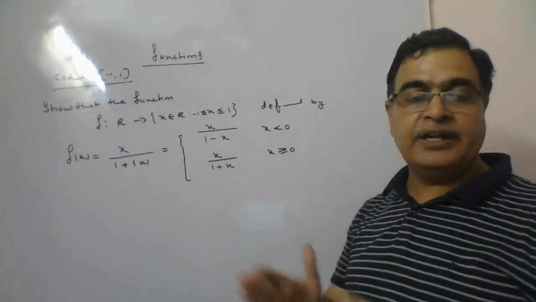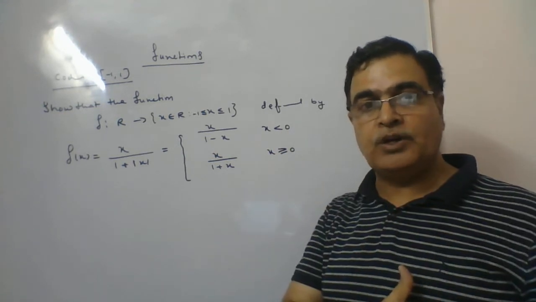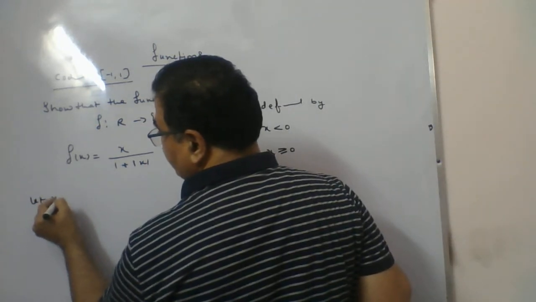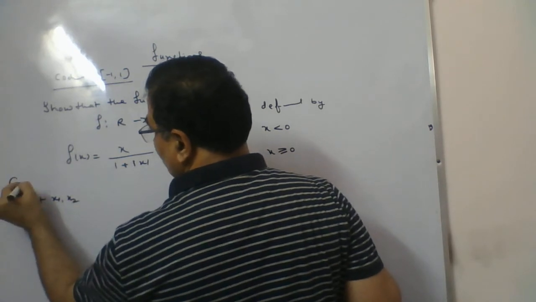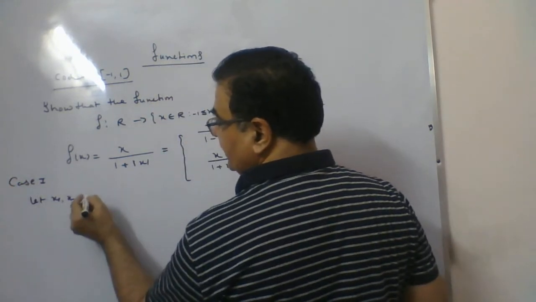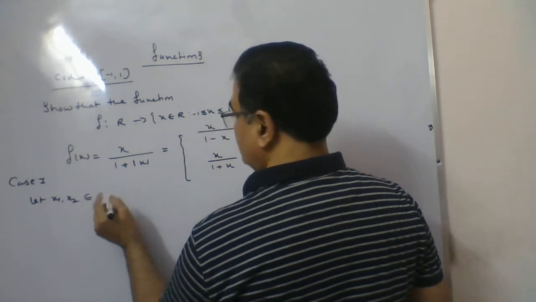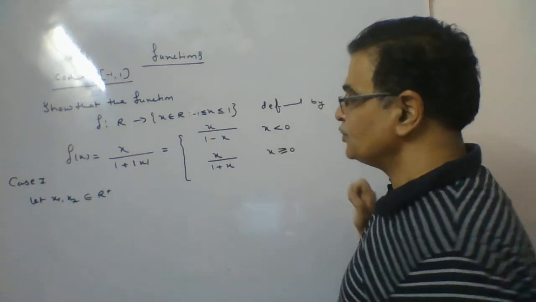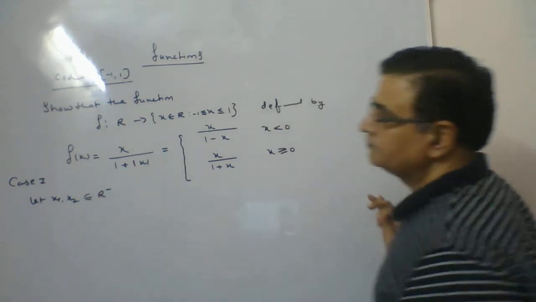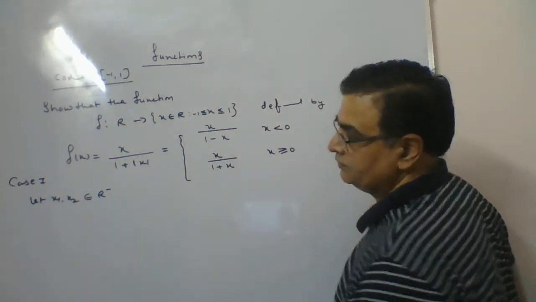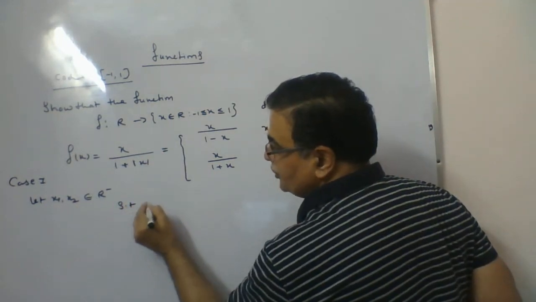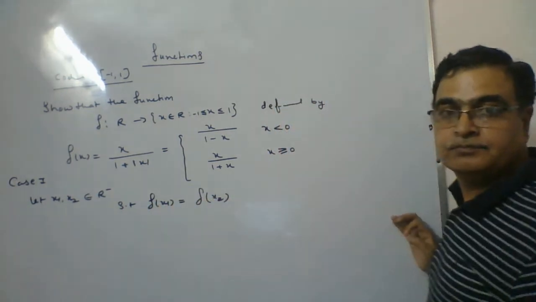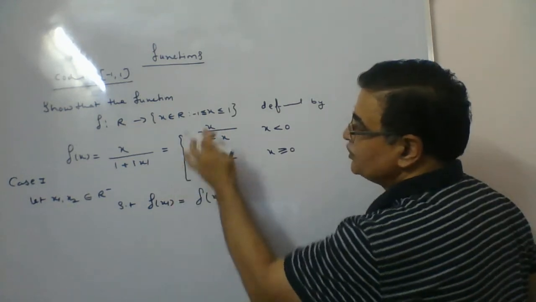When we take x1 and x2 less than 0, then we should check it is 1-1 or not. And then second we'll take this. So we start with, this is case 1 I am taking. Let x1, x2 belong to R negative, x less than 0, so R negative I take, R negative means less than 0, such that, what condition am I taking? f(x1) equal to f(x2). When I say f(x1) is equal to f(x2), I'll use this condition.